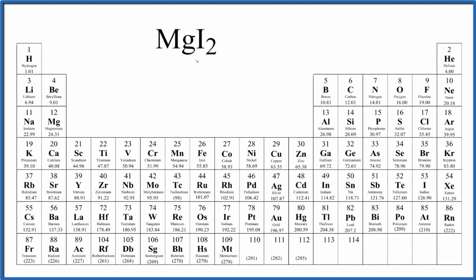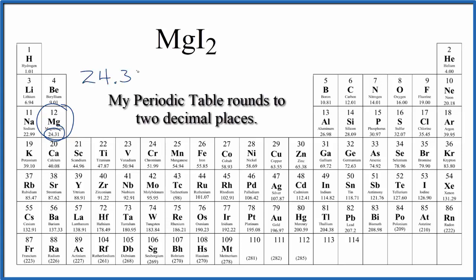Let's calculate the molar mass for MgI2. This is magnesium iodide. So the first thing we do when we calculate the molar mass for magnesium iodide, we go to the periodic table and we find magnesium. That's right here. That's 24.31. And the units, they're grams per mole. I won't write that each time. We only have one magnesium atom, so we just leave it like that.